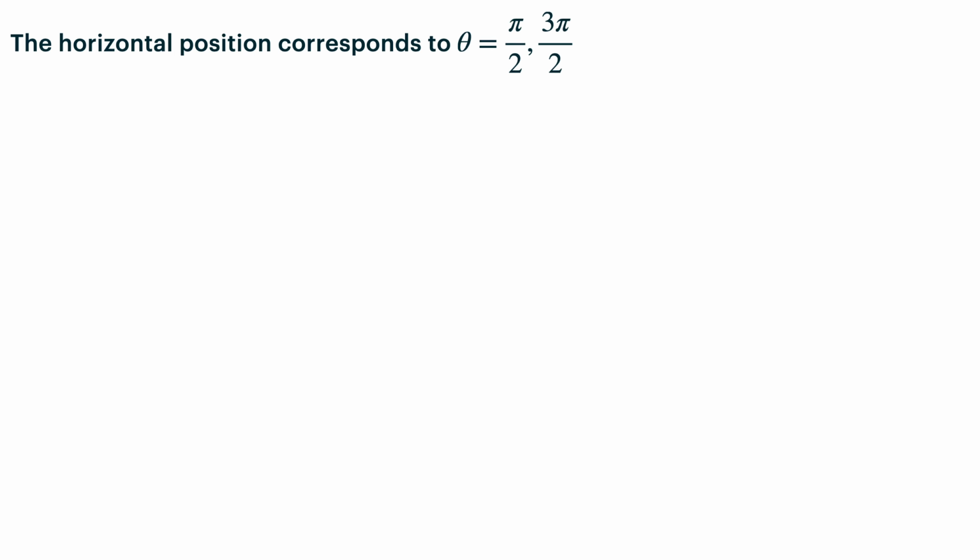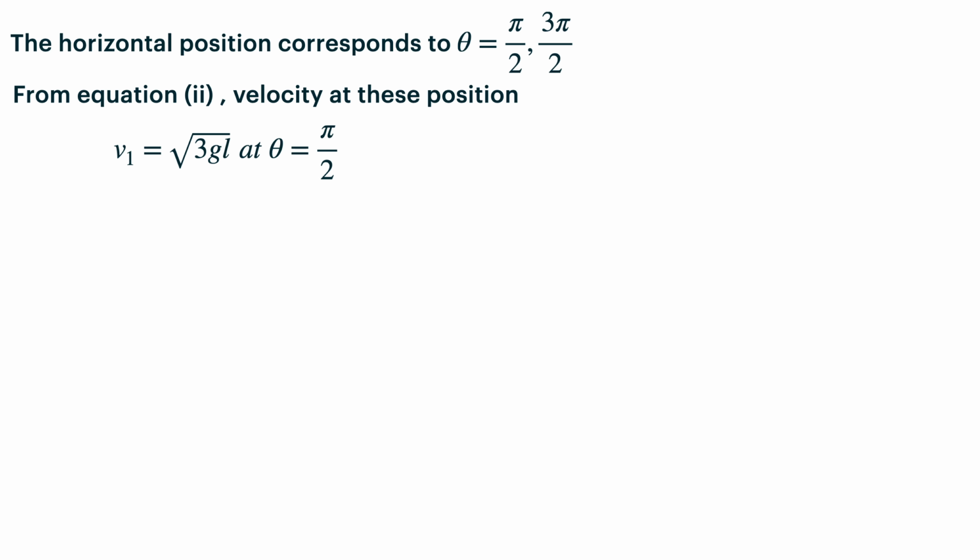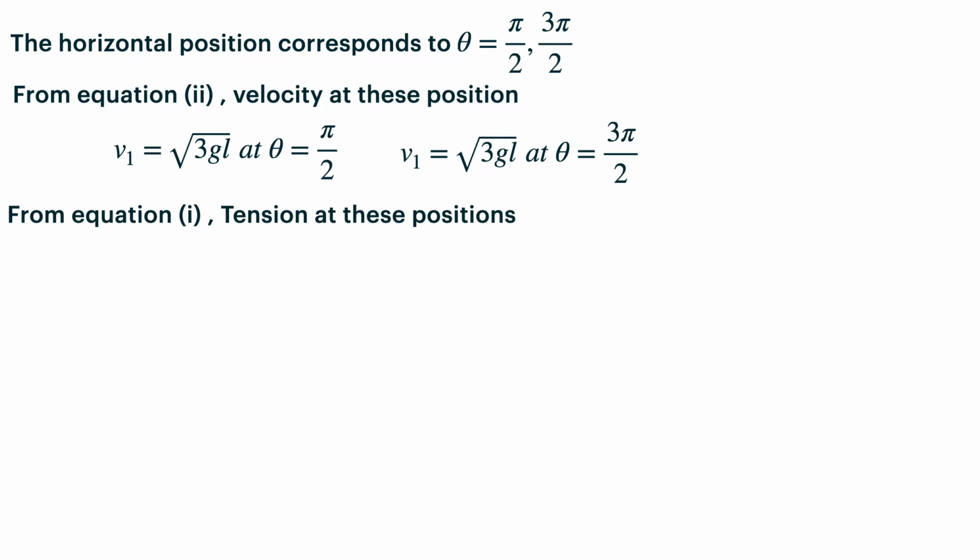The horizontal position corresponds to theta equals pi by 2 and 3 pi by 2. At this position, we can obtain the velocity using equation 2 as v1 equals root 3gL at theta equals pi by 2 and v1 equals root 3gL at theta equals 3 pi by 2. Now we can put these values of velocity in equation 1 to obtain the tension at the horizontal positions at theta equals pi by 2 and 3 pi by 2.